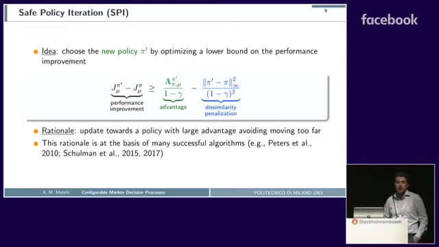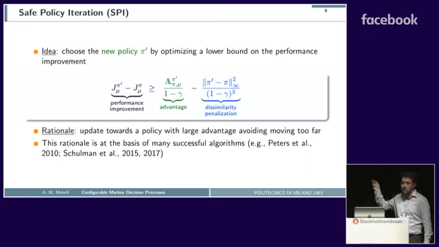This is a local information similar to the gradient, and so it is reliable as long as pi prime is close enough to pi. For this reason, this justifies the presence of the second term, which is a dissimilarity penalization that discourages choices of pi prime which are too far from pi. By the way, the idea of optimizing a lower bound of the performance improvement is at the basis of many successful recent reinforcement learning algorithms.